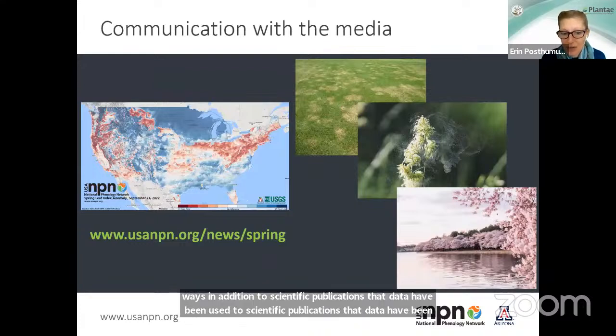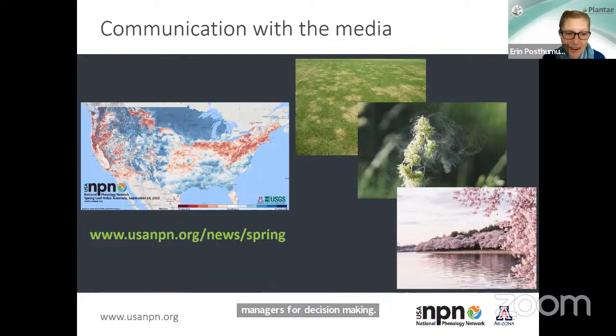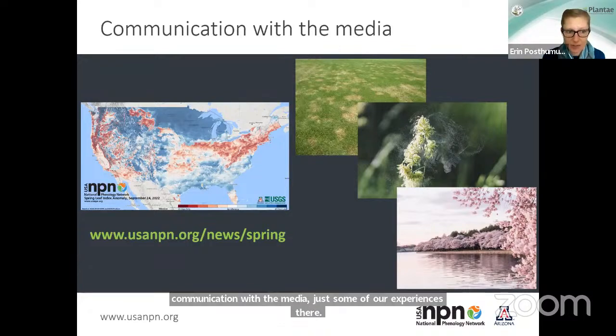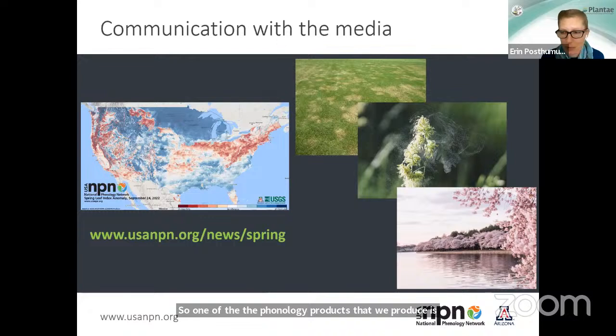I also wanted to share, because we've had a lot of communication with the media, just some of our experiences there. One of the phenology products that we produce is called our spring leaf index. We have a spring leaf map and a spring bloom map. Basically what this does is it takes all those lilac observations that I mentioned earlier and puts them into a map that predicts when these plants are going to be leafing out and blooming in the spring. These plants are an indicator of early season activity. They're among the first plants to leaf out or bloom in the spring.